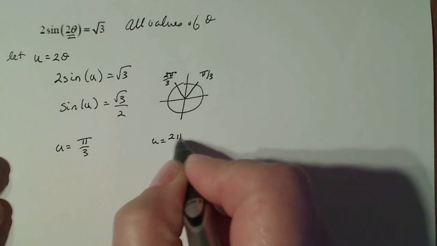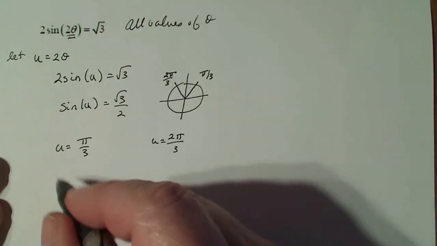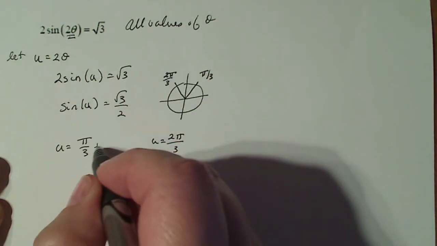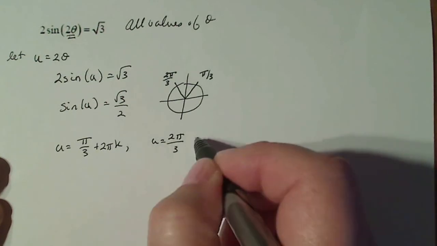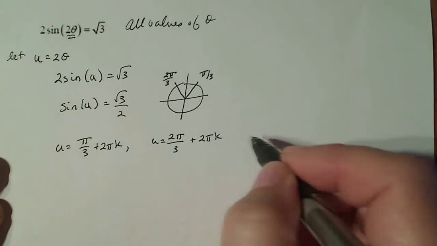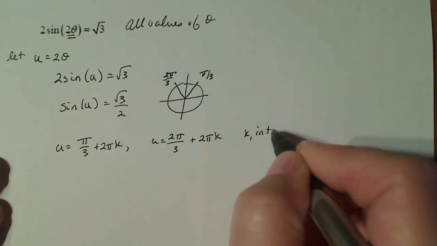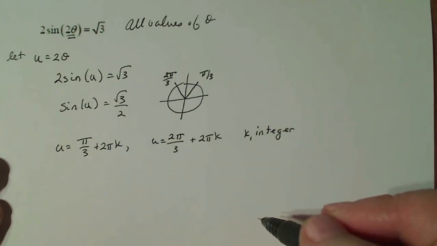Now, if we were just doing the angles in the first rotation from 0 to 2 pi, we would be almost done here. But since we're going to do all values, we have to add 2 pi k to each, so I include every single value in every single rotation I can think of. And remember, k is an integer. K is not a real number. K is an integer. You need to make a note of it.